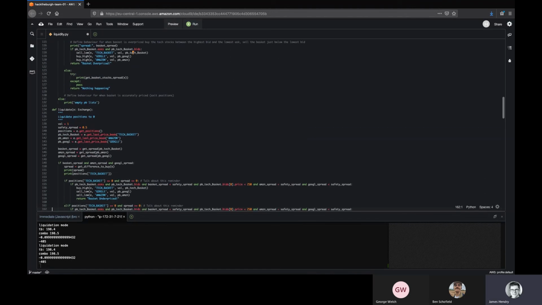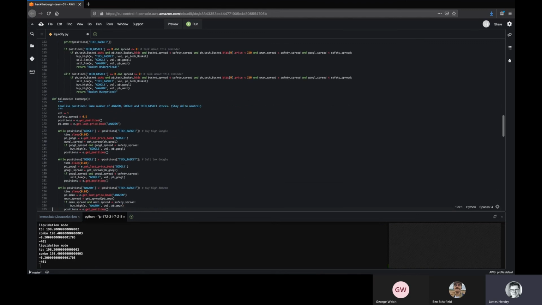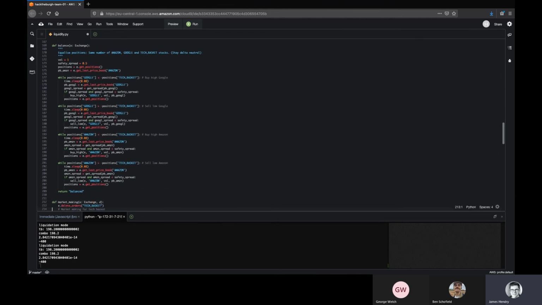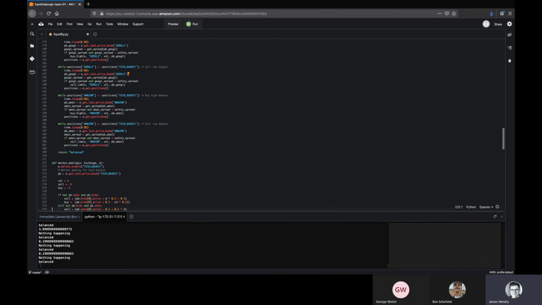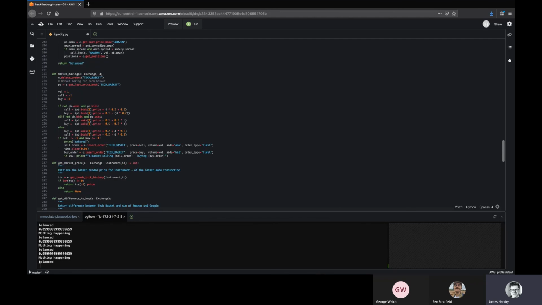And this just means that we're making sure our trades go through. Then we have a balance function, which basically just checks whether we have the same number of Amazon and Google as tech basket. If we don't, we run IOCs on the most updated price as long as it's within the safe range, and we buy those or short those until we have equal numbers again. Then with our market making, we first clear the orders, make sure we don't have anything, and we get the best prices of the highest bid and the lowest ask, and we overcut and undercut those slightly. And if that is feasible within a certain boundary, then we go ahead and we carry on with that.